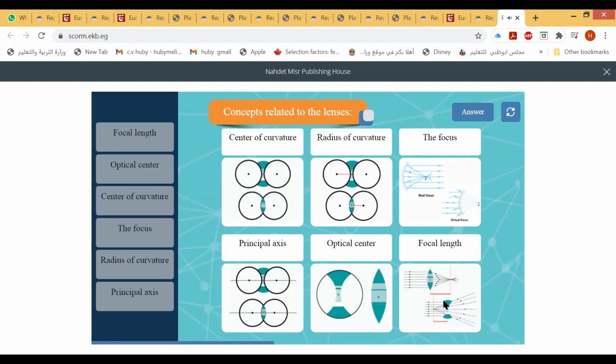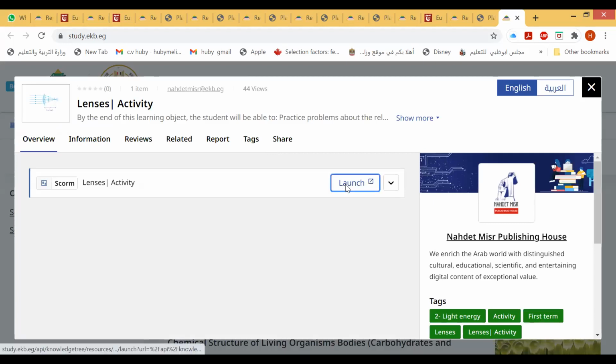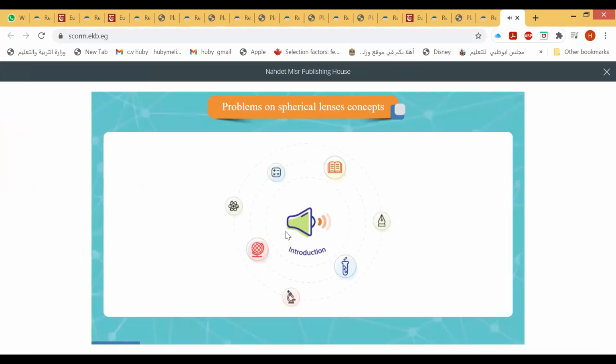Now we delivered each concept about the spherical lenses to the correct place. Okay, next activity. After we learned the related concepts to the spherical lenses and noticed the relation between them, here we will do some practice on these concepts. Start to read each question carefully, then complete with the answer.